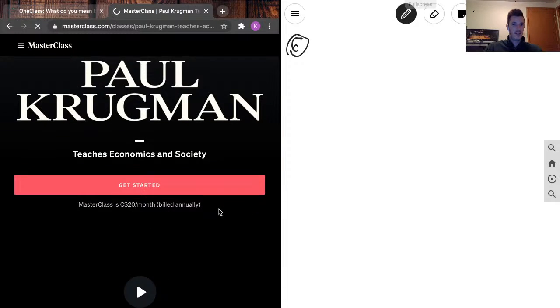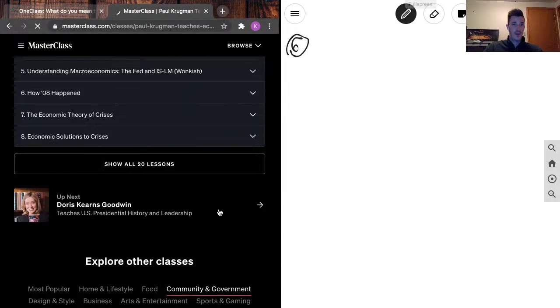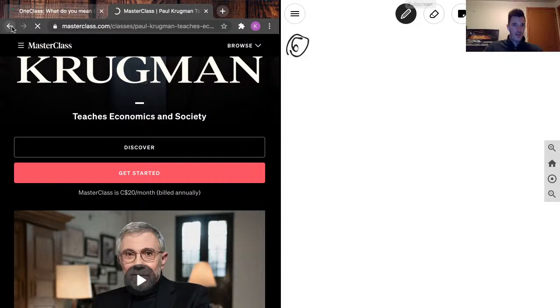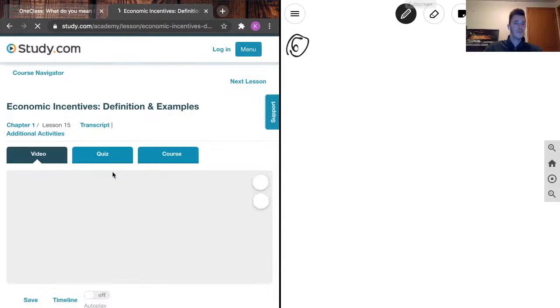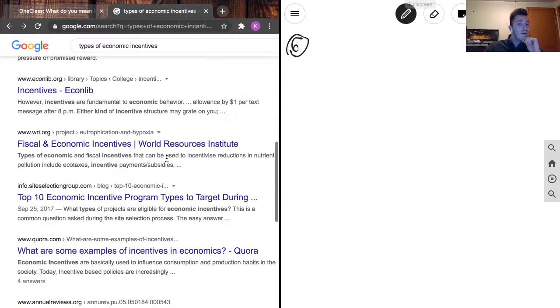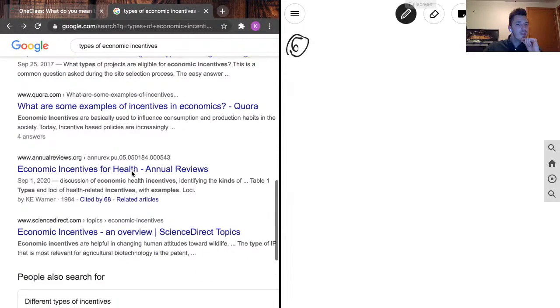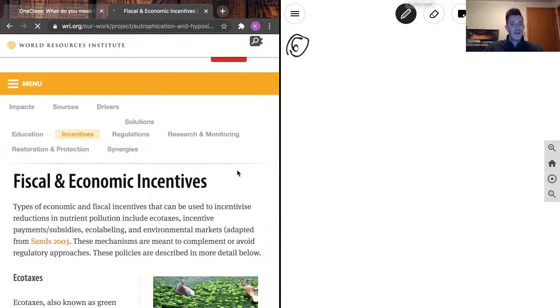Paul Krugman himself teaching this. Oh, really? He's gonna make us pay? No, thank you, Paul Krugman. This is also not helpful. Try one more. If not, we'll just move along.